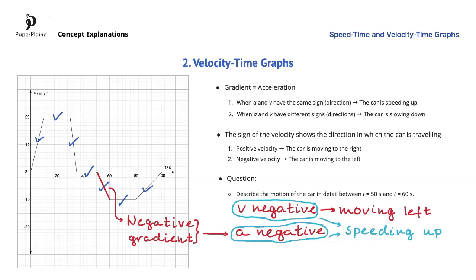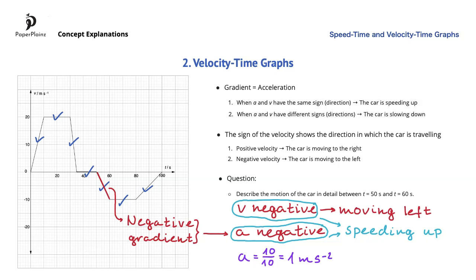Finally, let's calculate the magnitude of the acceleration, which is the magnitude of the gradient. Since the velocity changes from 0 to -10, the change in speed is 10 meters per second, and this is divided by the change in time, which is 10 seconds. This gives us 1 meter per second squared for the magnitude of the acceleration.